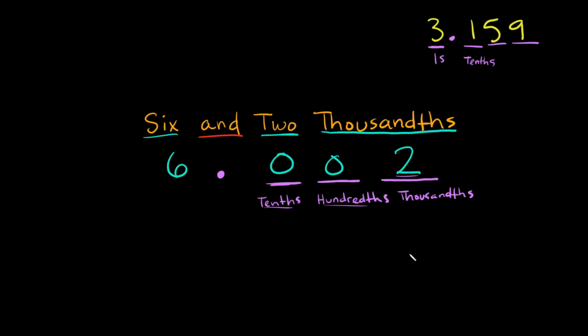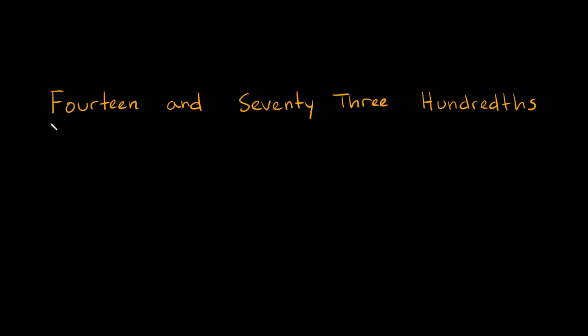So now let's try some slightly more complicated examples. Okay, so here's the next example, and it says 14 and 73/100ths. Okay, so let's just start with the easy part up here at the beginning. So here it says 14, so I'm just going to write a 14. And, so remember, and means a decimal point. And then here it says 73.